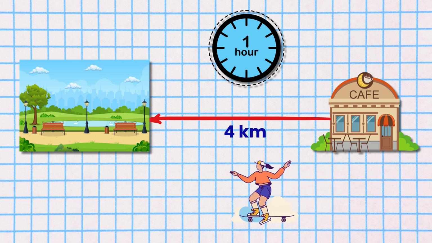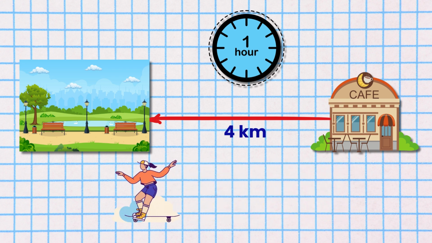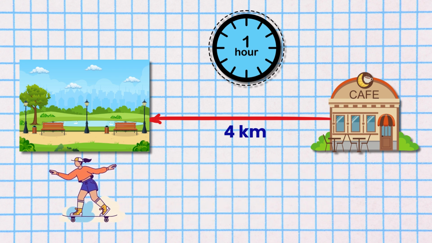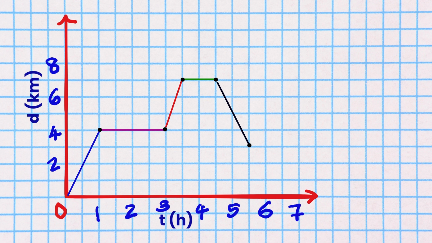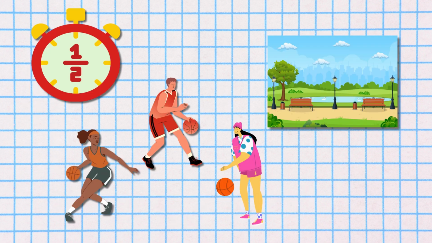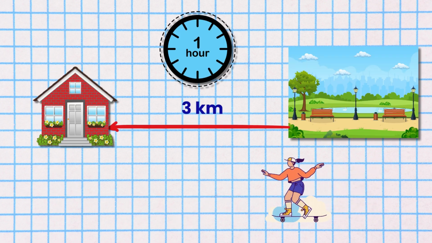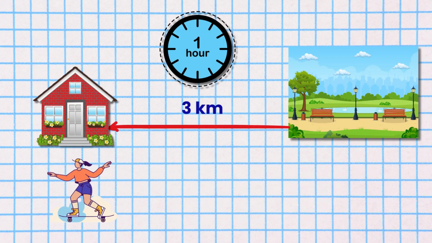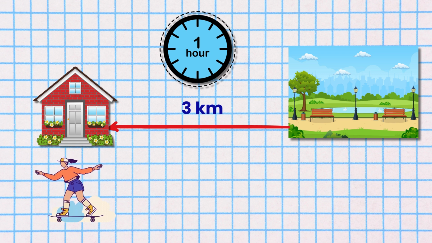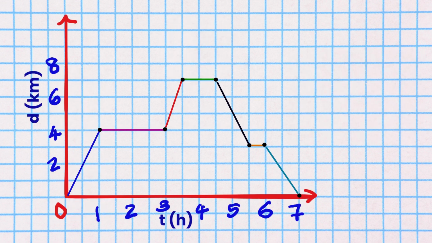On her way back home, Mole meets up with her friends Isaac and Valence at the city park, which is 4 kilometers from the cafe, and it takes her 1 hour to reach the park. Here is the DT graph for this segment of the journey in black. At the park, Mole plays basketball with her friends for half hour. Here is the DT graph for this segment of the journey in orange. Finally, Mole skateboards back home, covering a distance of 3 kilometers in 1 hour. Here is the DT graph for this segment of the journey in teal.